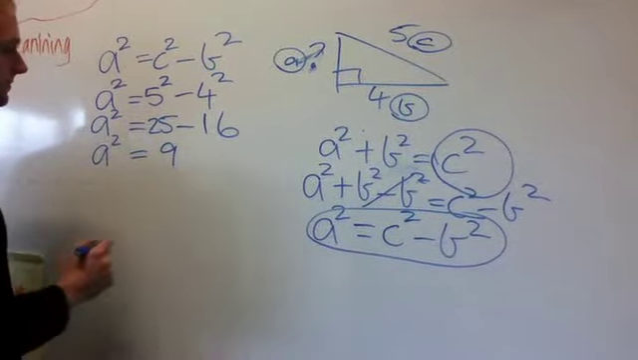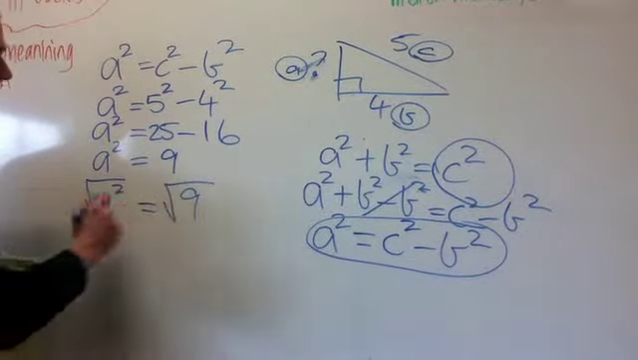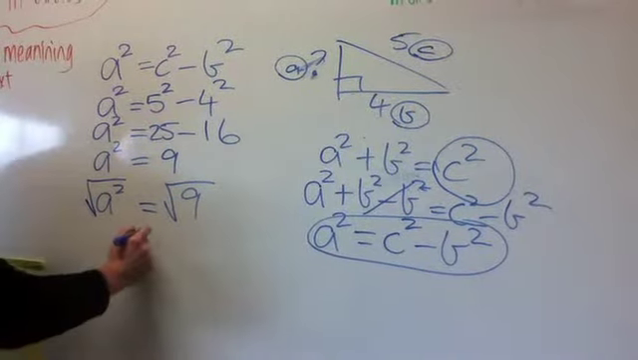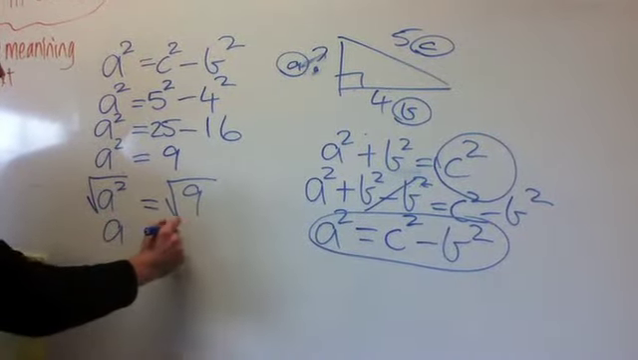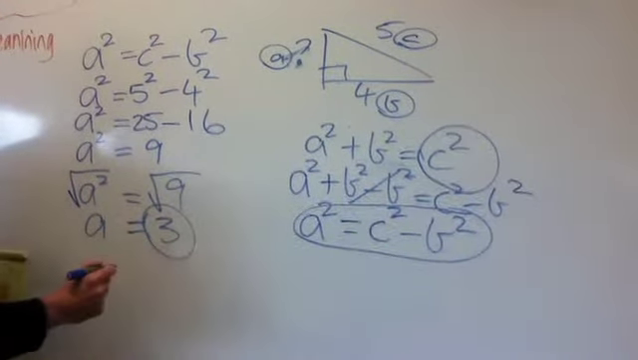You need to remember that the opposite of squaring is square rooting. So, to find what a is, we need to square root our answer. Therefore, a is going to be 3. So our answer would be 3.